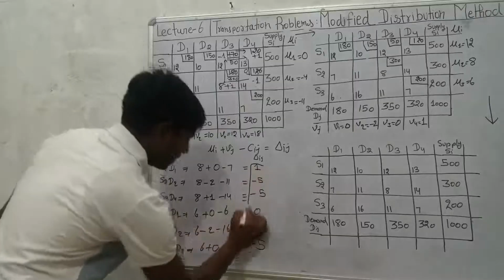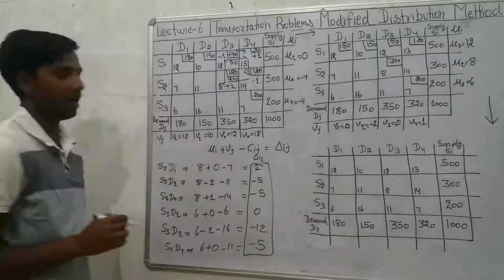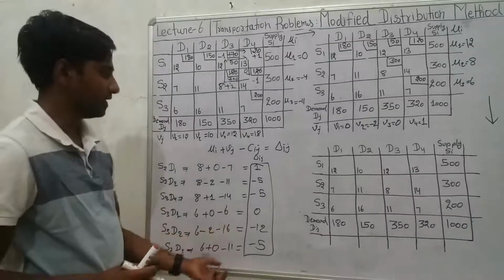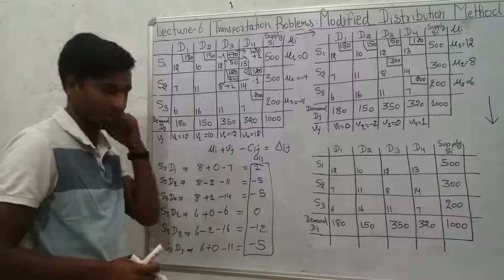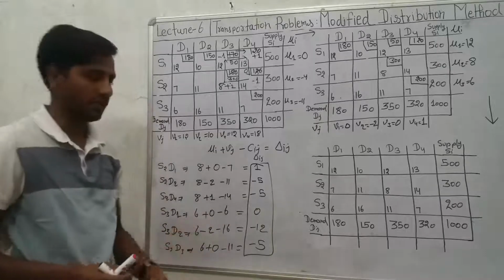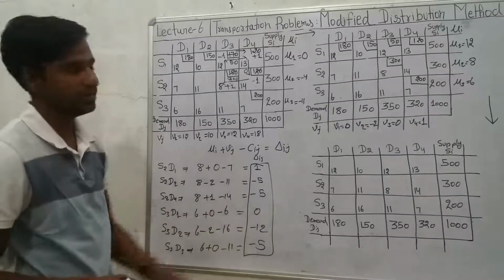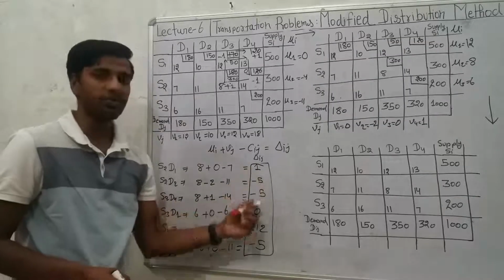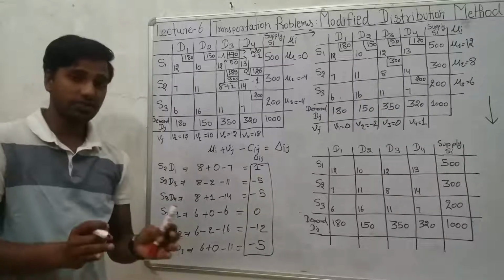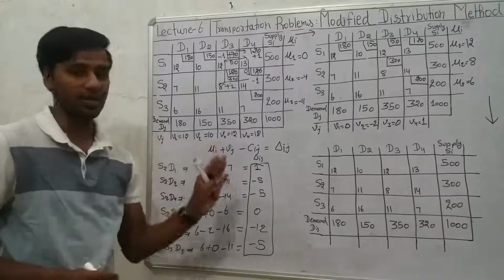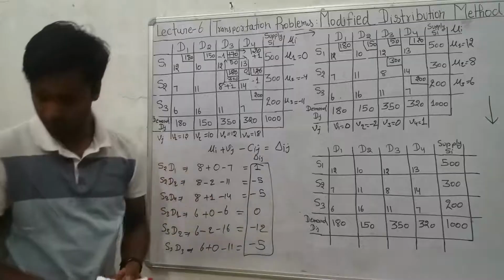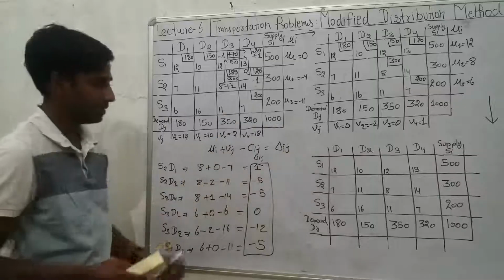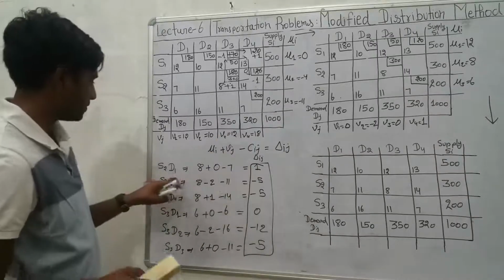So look at the opportunity costs of the unoccupied cells. Remember the condition of optimality, that all the opportunity costs should be negative or 0. Only in that case is the solution optimal. But in this case we have one positive value, so we have to do this exercise once again to reach the optimal solution. So what do we have to do? First we need to improve the solution. What is the procedure of improving the solution?